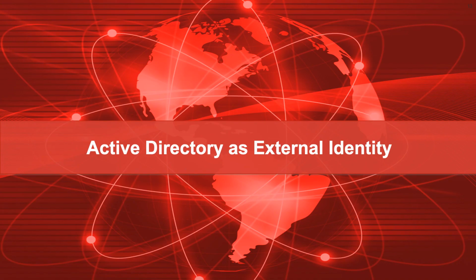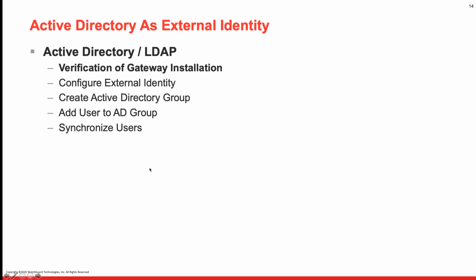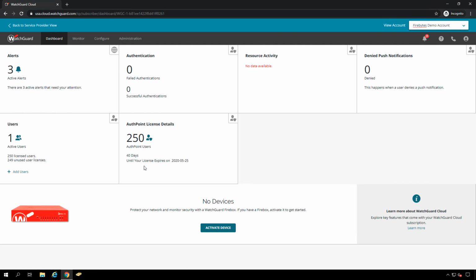Let's set up Active Directory as an external identity in AuthPoint. To do that, we're going to follow these steps. The first step is verification of gateway installation. So we're going to pivot over into our AuthPoint instance here. If you're not familiar with how to get here or how to set up your account, feel free to check out our New to MFA series posted on our YouTube channel.